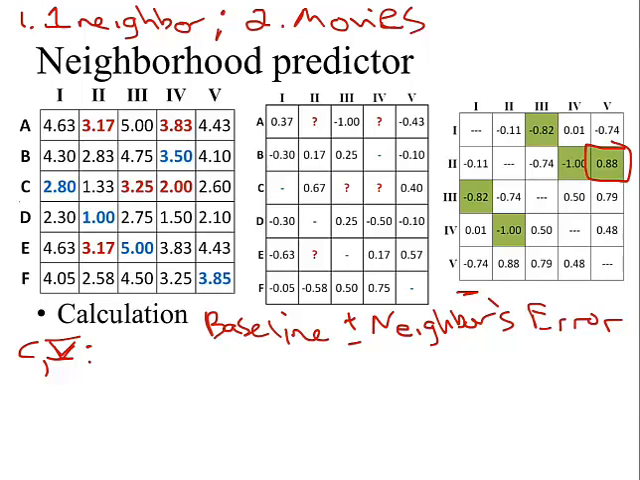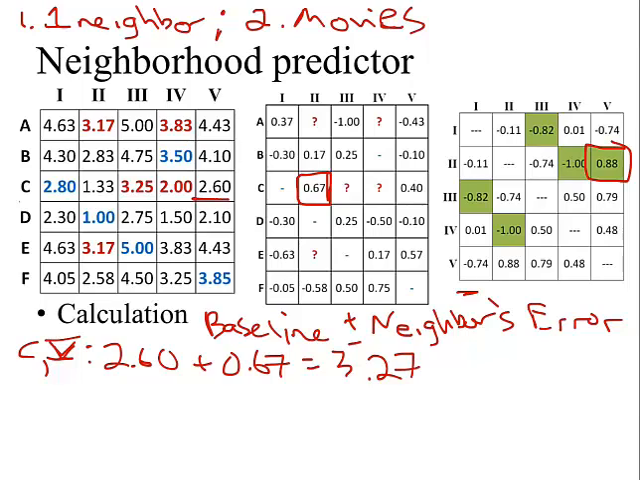The error in user C movie 2 was 0.67, which indicates to us that the baseline predictor was too low by 0.67, and therefore we're going to increase it a little bit for the rating of movie 5. So we take the baseline for movie 5, which is 2.60 over here, and we add the error that the baseline had for predicting user C's rating of movie 2, which is 0.67. And we get 3.27.